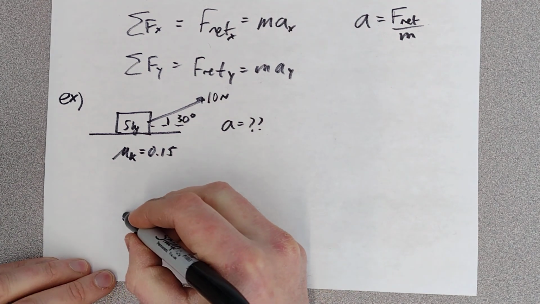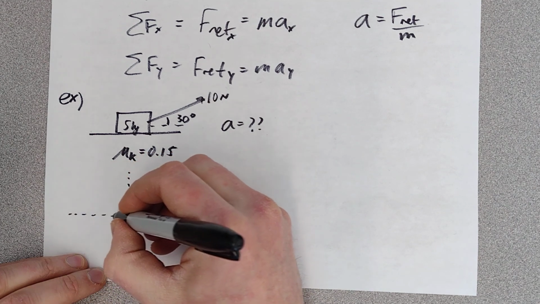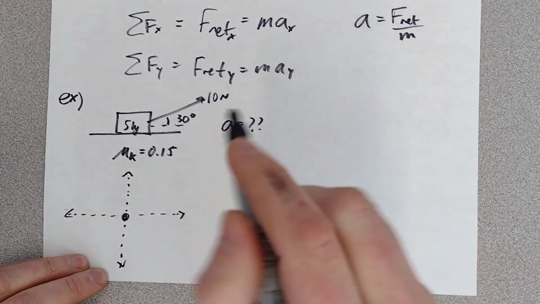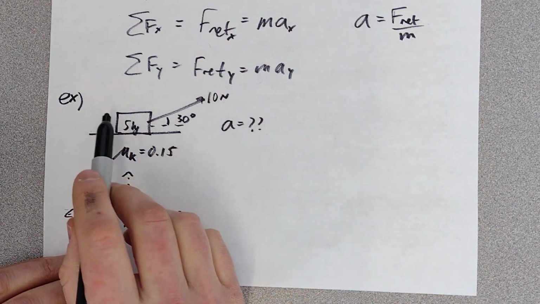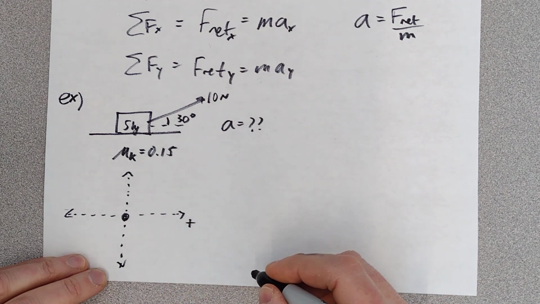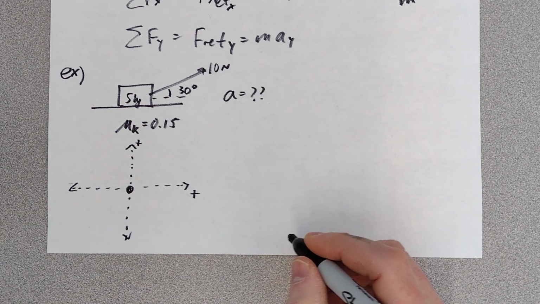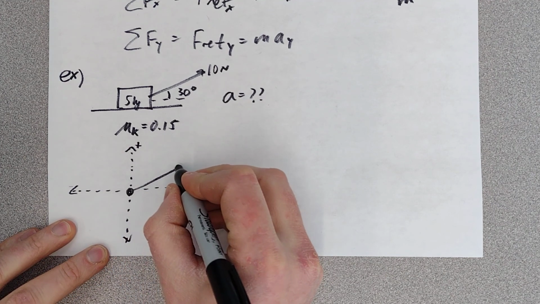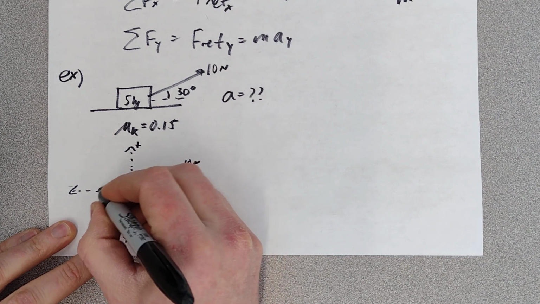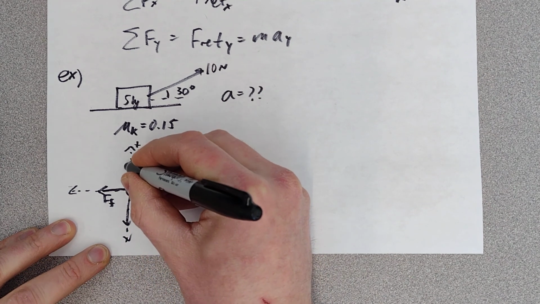The first thing we're going to do is draw a force diagram. So I make my coordinate system here. Word to the wise, this is an important note: I always make whatever direction it's accelerating in the positive direction. So it's going to the right, so I'm going to make the right the positive x direction. Y, I'm just going to make positive up. Let's draw the forces acting on it. We've got this 10 newton force at an angle of 30 degrees, a frictional force, a gravitational force, and a normal force.